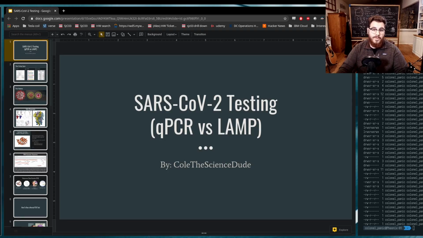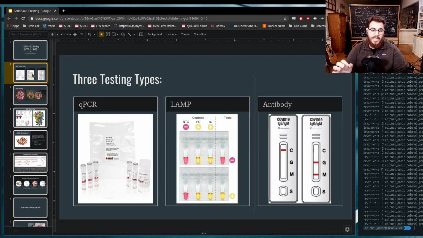Most of you probably know me from TikTok, where I post short educational videos, but today we're going to be going beyond 60 seconds as I talk to you about different methods for testing for the SARS-CoV-2 virus, which is the virus that causes the COVID-19 disease. Generally speaking, there are three types of SARS-CoV-2 tests. They are qPCR, or quantitative polymerase chain reaction, LAMP, or loop-mediated isothermal amplification, and antibody IgG-IgM testing.